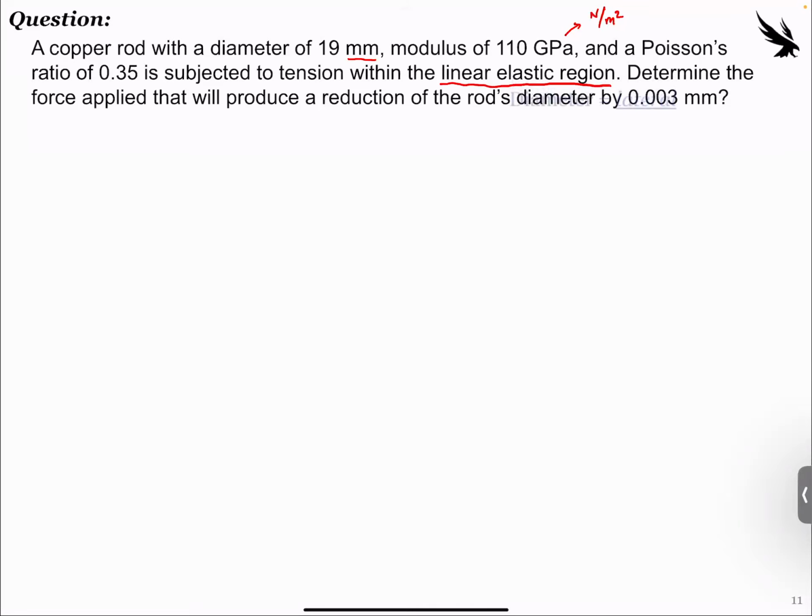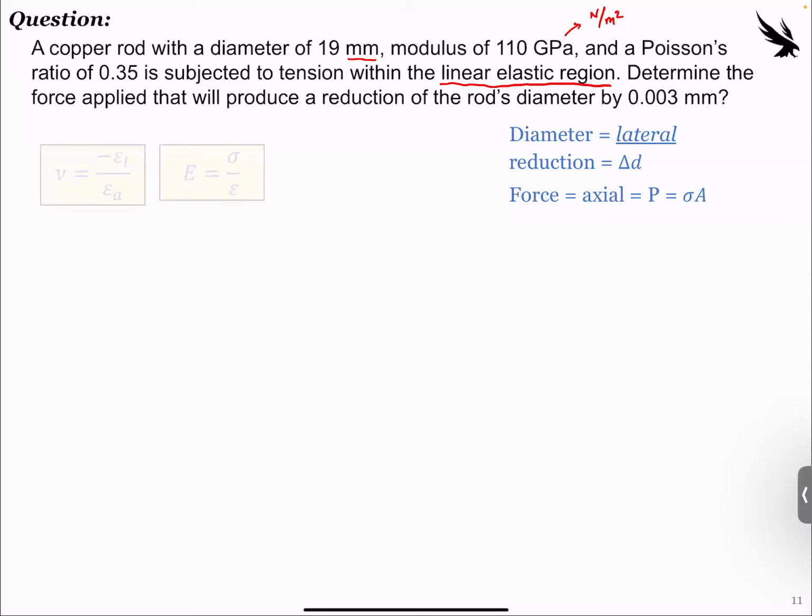Now, this one is very similar to the one before. We're trying to find this change in diameter, and we're given the rod's original diameter. Remember that diameter is lateral, reduction is that change in diameter, and the force that we need to find is going to be axial. Let's set it up a little differently this time around. Let's keep all the variables together and see if we can produce a function, and then plug in everything we are given at the very end.